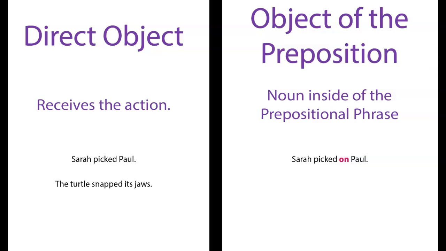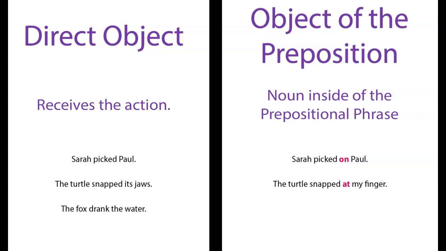The turtle snapped its jaws. Cool. So, what was snapped? The jaws of the turtle. It is just an adjective there, right? It describes jaws, because the jaws belong to the turtle. So, the turtle snapped its jaws. That's a direct object. The turtle snapped at my finger. Not a direct object anymore. Why? Because it has that key indicator, the preposition, at.